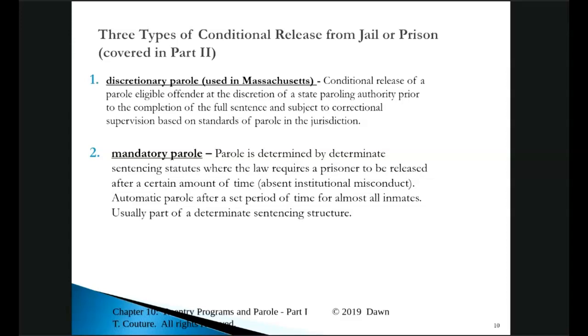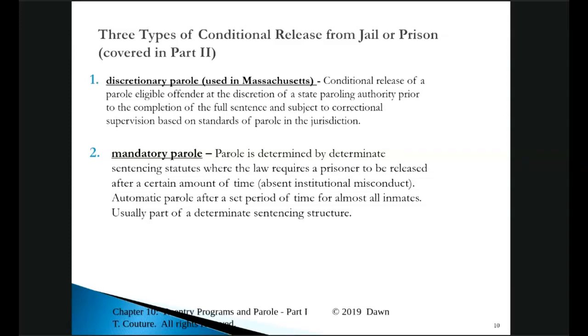Discretionary parole means when you are eligible, you go before the parole board and you ask the parole board to grant you conditional release, parole, allowing you to complete your sentence in the community rather than behind bars. It is discretionary because the parole board doesn't have to grant parole. They certainly have the right to deny parole, and they do so frequently.